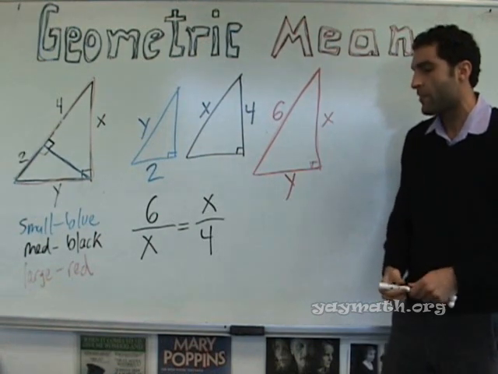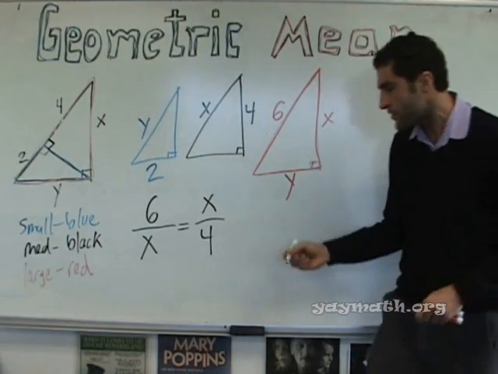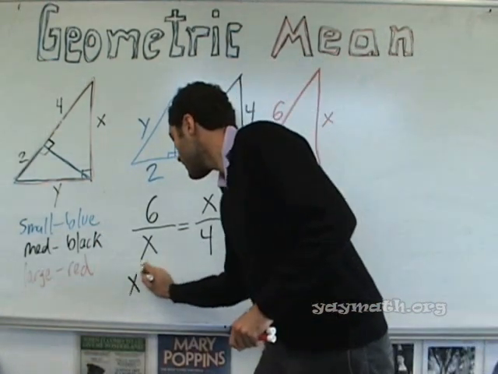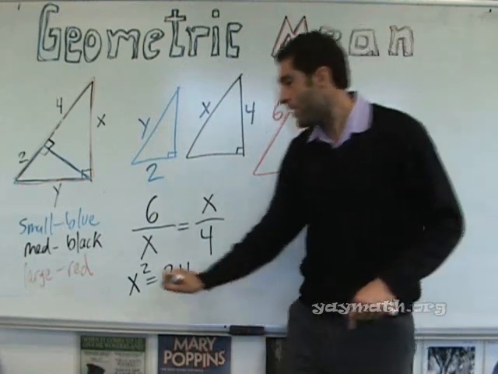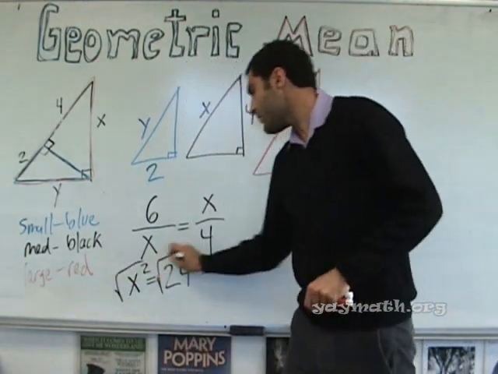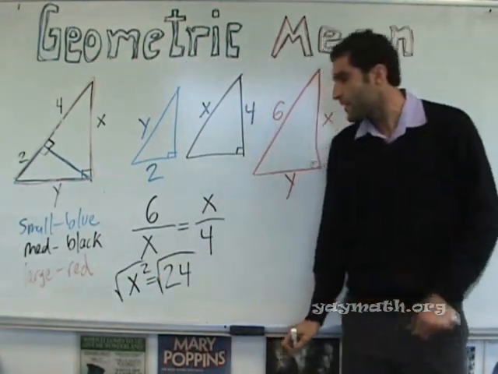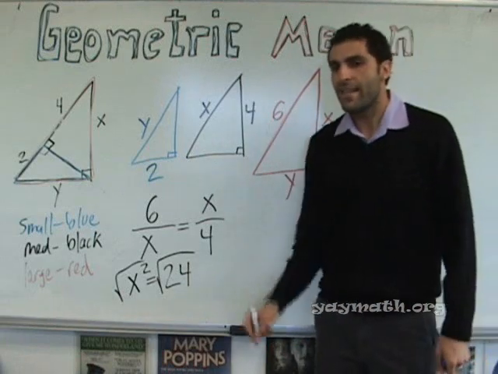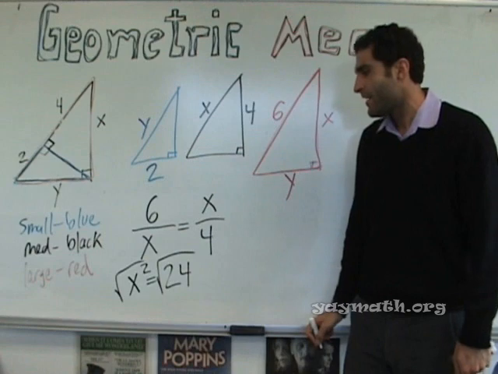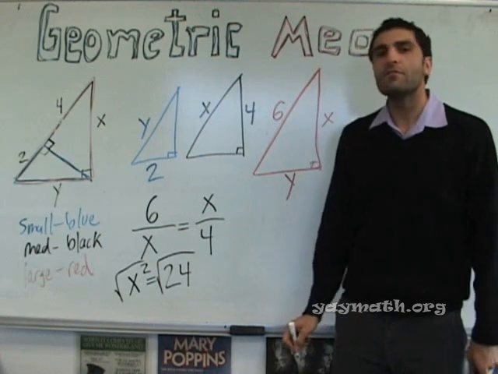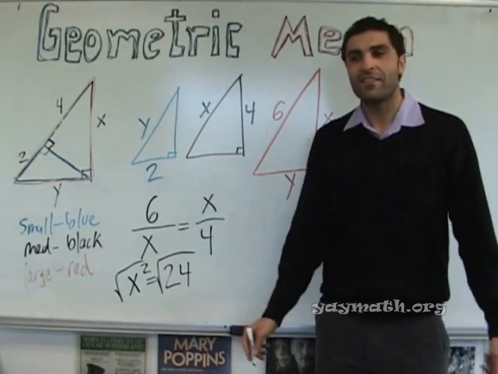And then we solve. Okay, so x squared equals? 24. Don't forget about simplifying radicals.